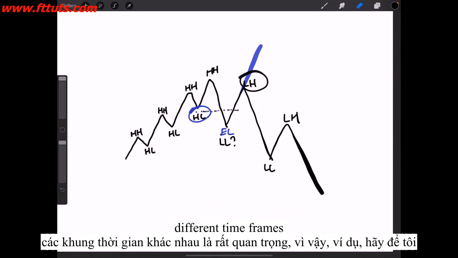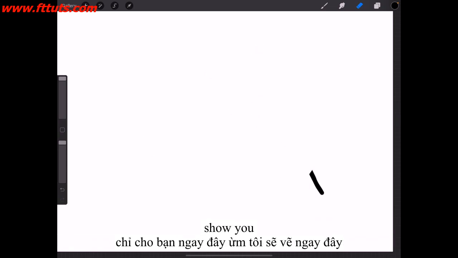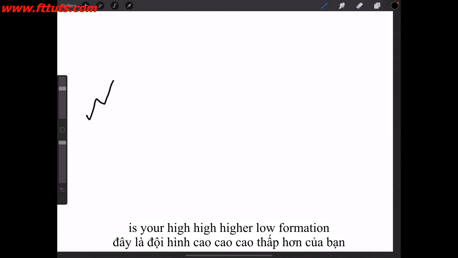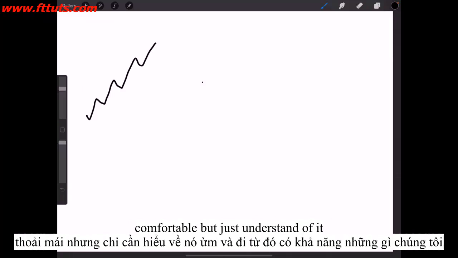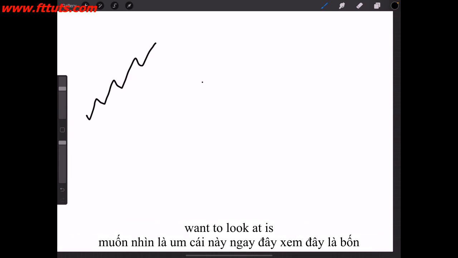Understanding different time frames is very important. So, for example, let me show you right here. I'm going to draw right here. This is your higher high, higher low formation. Okay, everyone should be mildly comfortable with this. So not comfortable, but just understand of it. And go from there.